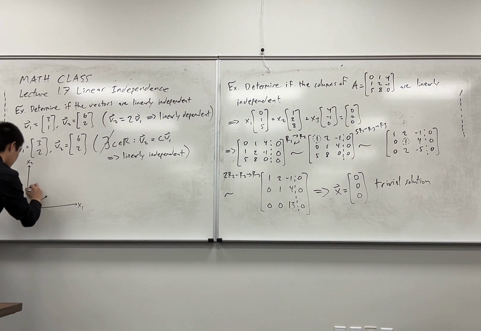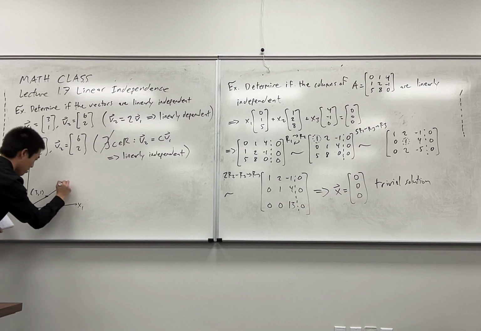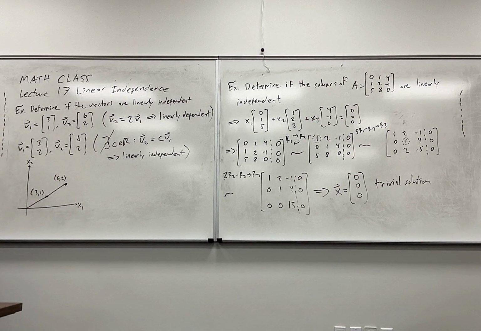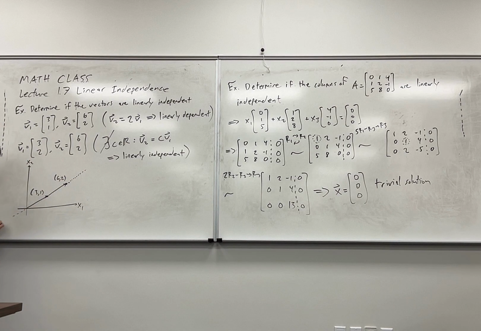This was (3, 1). And then the second vector is (6, 2), so it's twice as long as that. Well, if I now take all possible linear combinations of these two, we notice they're on the same exact line, right? Anything along this line is going to be some sort of scalar multiple, so all vectors along this are going to be dependent to each other.